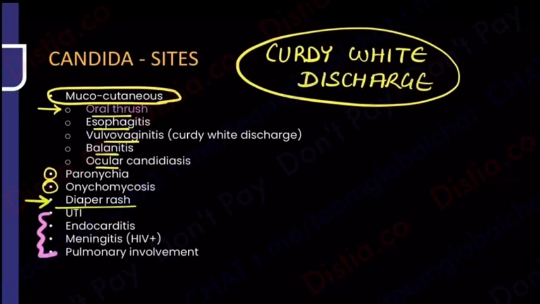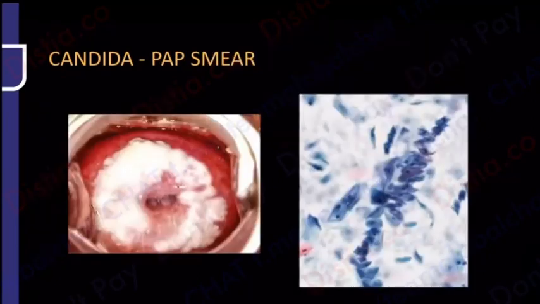So where am I going to get the maximum questions? Either I get a question on oral candidiasis, or I get a question to do with gynecology, that is vulvovaginitis, or I get a question in pediatrics on diaper rash. These are the three main clinical scenarios that you're going to get, and one of them I'm going to discuss with you because I have already discussed it in your pathology lectures, and that is the very famous candida, right? Cervix, what do you see over here?